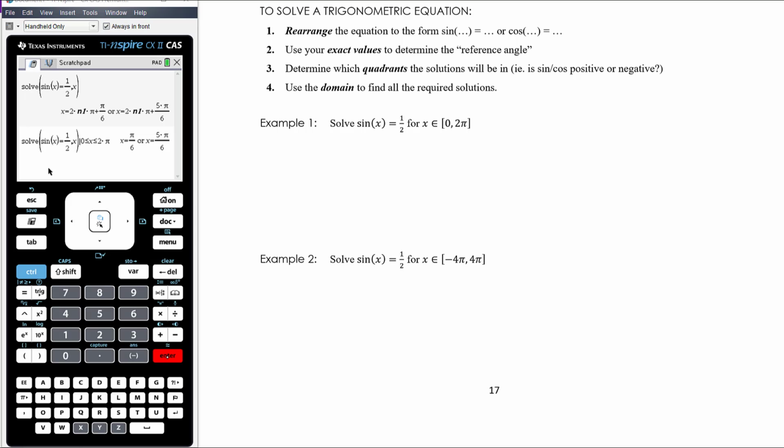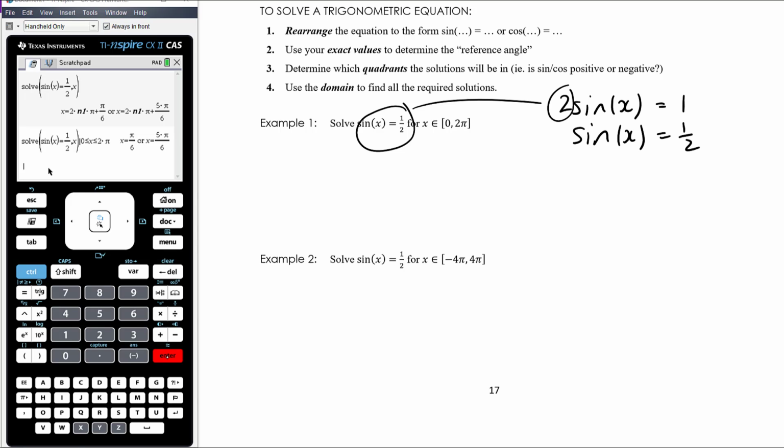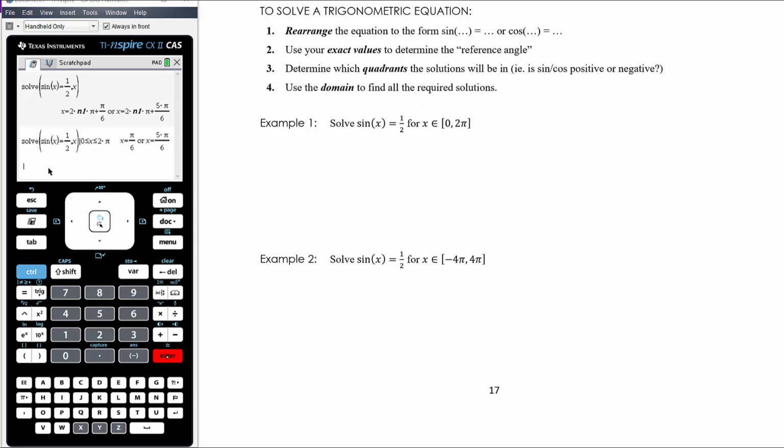Okay, so step 1 is to rearrange the equation so it's in the form sine of something equals something, or cos of something equals something. So it should be nothing other than sine of something on the left hand side, and that's how we've already got it. So what that first step is about is I could give you this exact same equation as 2 times sine of x equals 1, and the first thing you would need to do would be divide both sides by 2 so that you just have the sine on its own on the left hand side. Okay. In this case that's already done. So sine of x equals half.